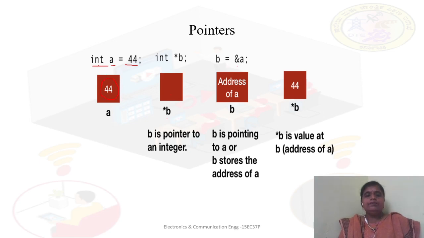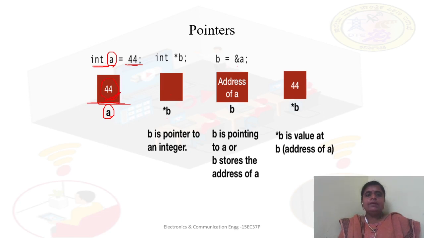See here, I have declared a variable a of the data type integer, and I have initialized it with the value 44. Whenever we declare any variable, one particular memory location will be allotted in your compiler. As soon as I declare a variable a, it is going to fix one memory location for it, and whatever value we assign will be stored in that memory location.